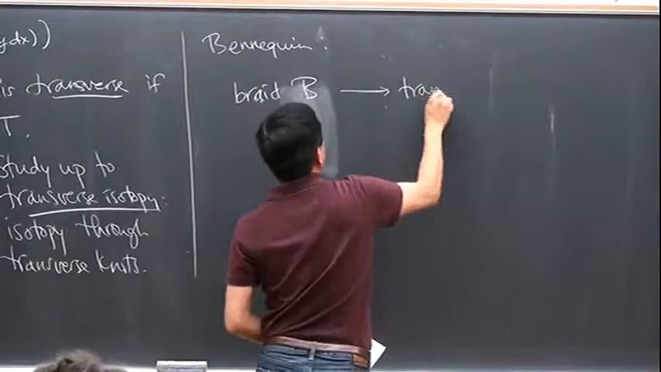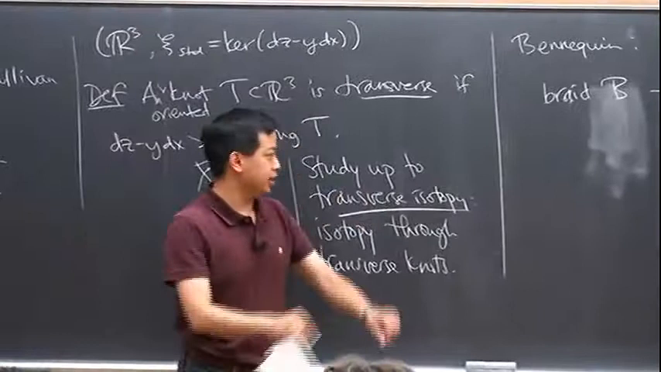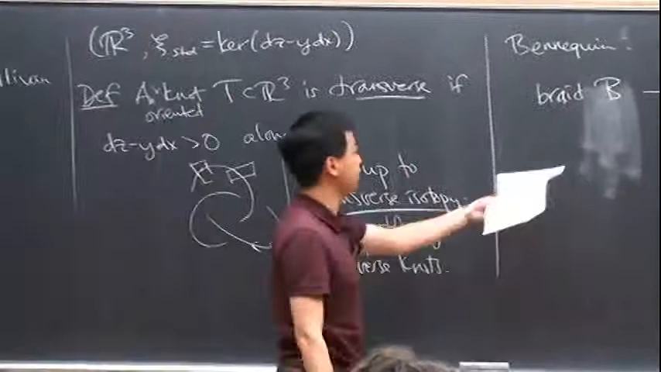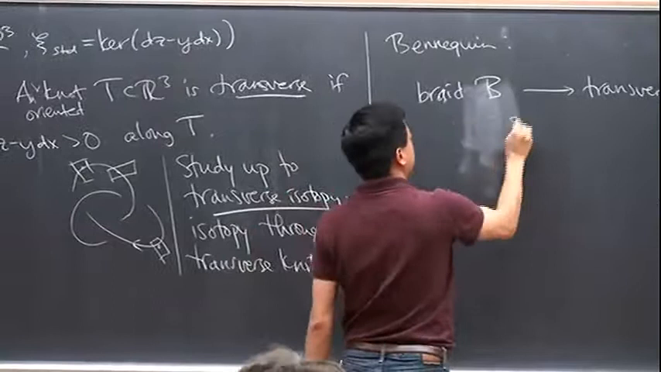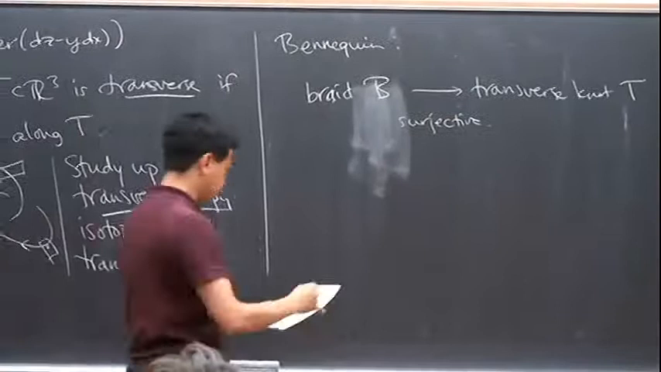essentially by gluing the braid around inside of a small tubular neighborhood of some standard transverse unknot. Bennequin shows that this is a well-defined map, so it's invariant under braid isotopy, and it's also a surjective map. So all transverse knots you can get through this construction up to transverse isotopy. So that's one direction: you can get any transverse knot in this way.